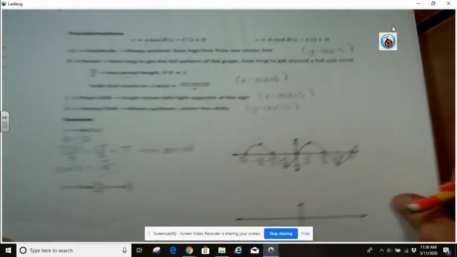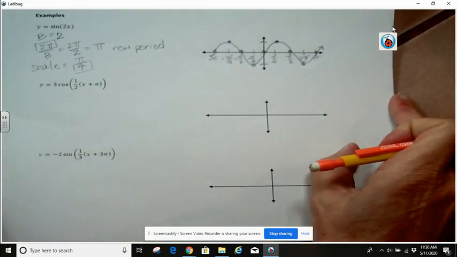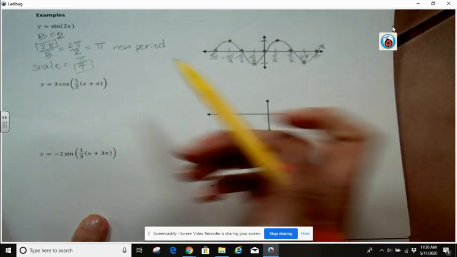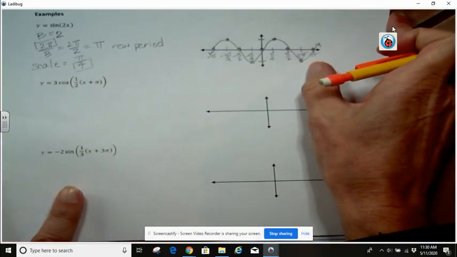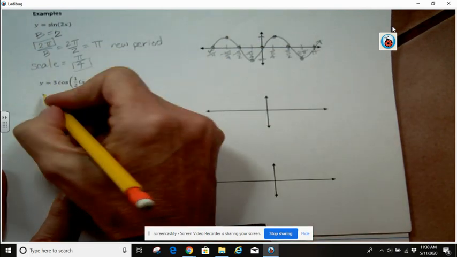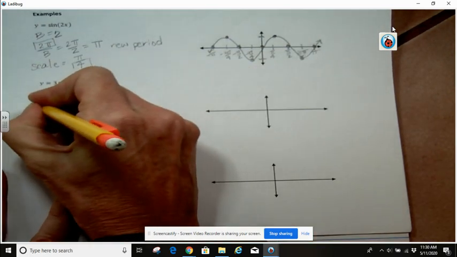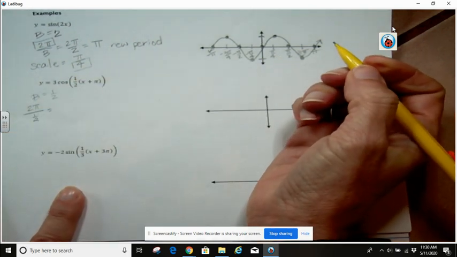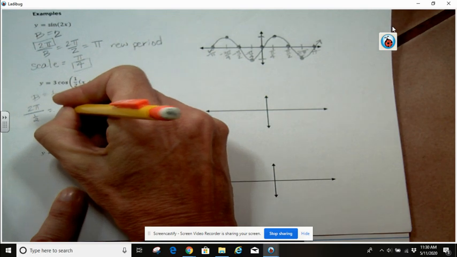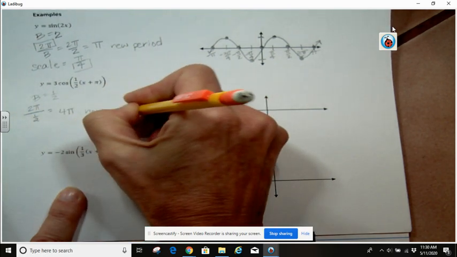All right, so let's try one that's got a little bit more in it. You usually want to start with the period change because that's got the most computation with it. So here we have b equals 1/2. So 2 pi divided by 1/2. Dividing by 1/2 is the same as multiplying by 2, so that is 4 pi. That's our new period.